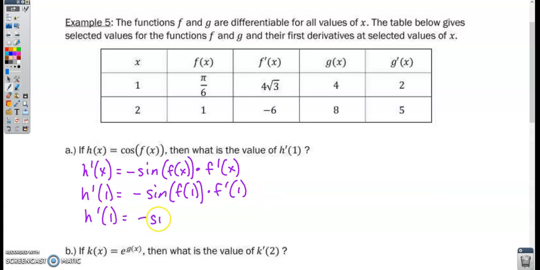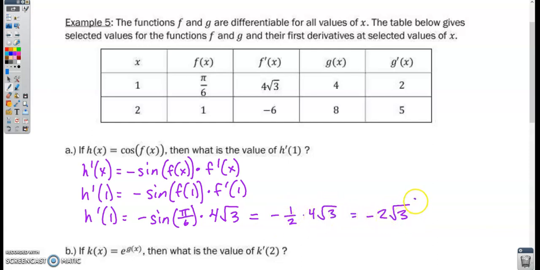And so that's the opposite of the sine of, and now looking at my table, f(1) is pi over 6. And f'(1) is 4 square root of 3. And I know that the sine of pi over 6 is 1/2. So this is the opposite of 1/2 times 4 root 3. We end up with a value of negative 2 square roots of 3 for that one.